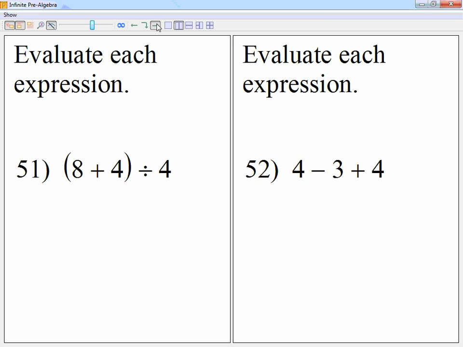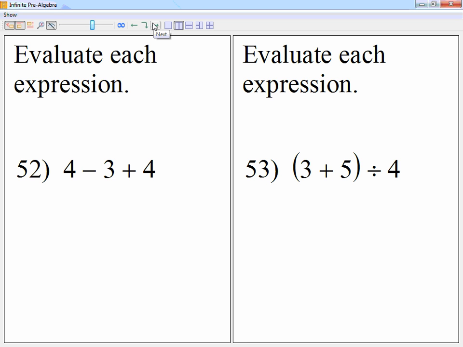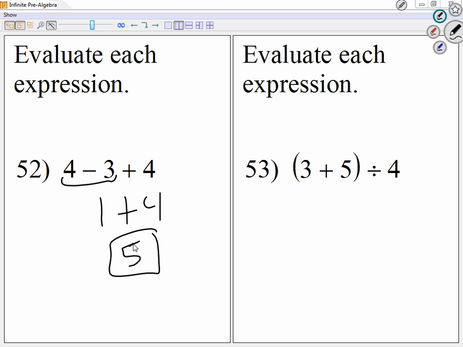Let me take a look at question 52. I see addition and subtraction, but when there's more than one, go from left to right. Kind of like how you read, you read from left to right. So in this case, do the subtraction first. So 4 minus 3 is 1. 1 plus 4 is 5. If there's more than one, go from left to right.